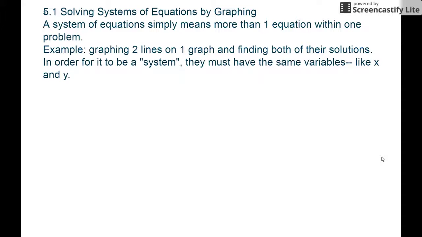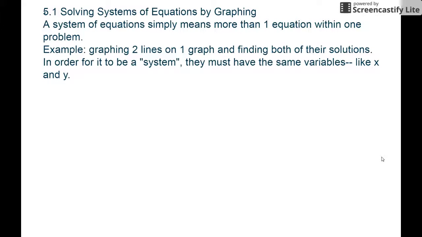So you're used to just doing like y equals 2x plus 5. Well, now they're going to give you two of those within one problem. So for example, y equals 2x plus 5 and y equals 4x minus 1. And again, I just made those up, but as long as there's two within one problem, that would be a system. You could have more than two, but you guys will just be working with two variables.